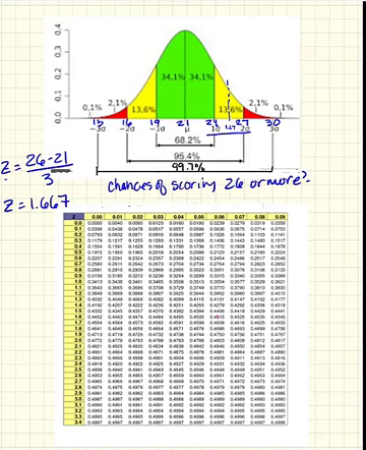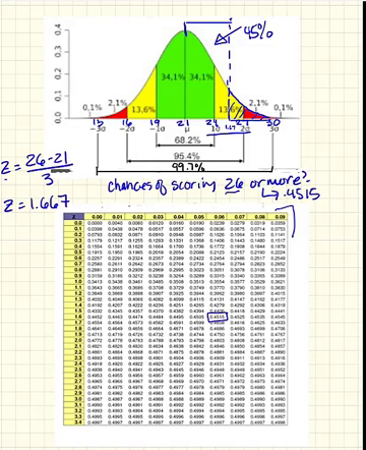then we look up 1.667 on the chart here, so 1.6, we go over here to 6 right there. And this gives us the value of 0.4515. So this is telling us that the distance between here and our little dotted line here, that distance right there is roughly 45%. Remember, this is only half, so the chances of scoring 26 points or more are going to be quite low, right? Because it's just this little tiny bit right here of our distribution.